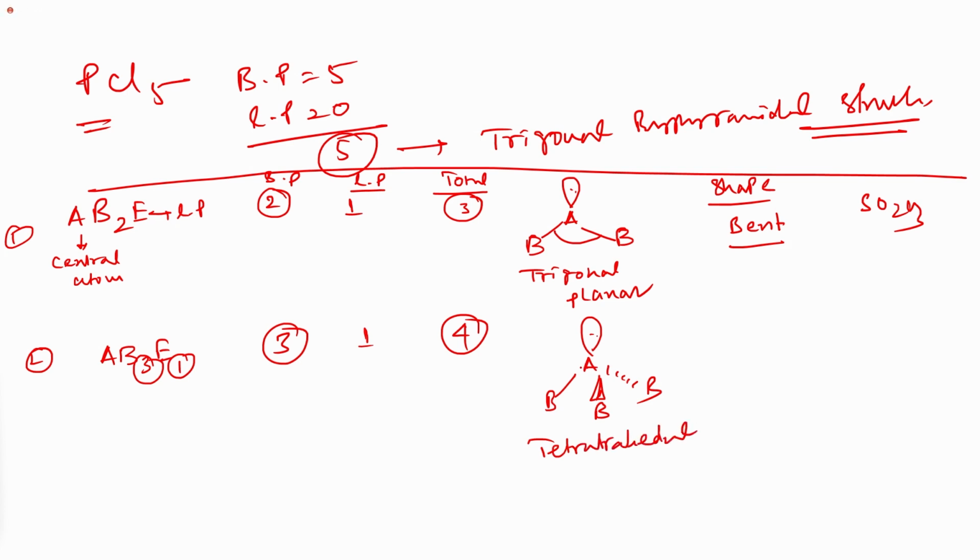Okay, the structure is a tetrahedron, and the shape will be trigonal pyramidal. Trigonal pyramidal or the tetrahedral is the same. The example is NH3.